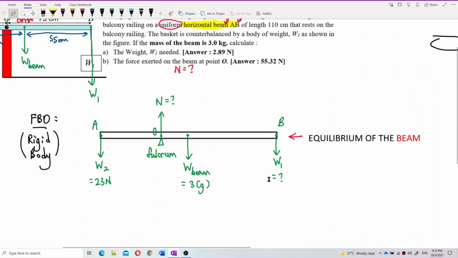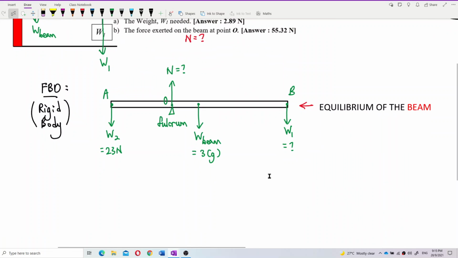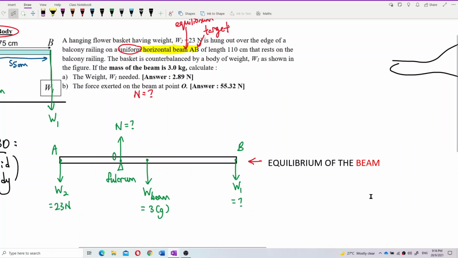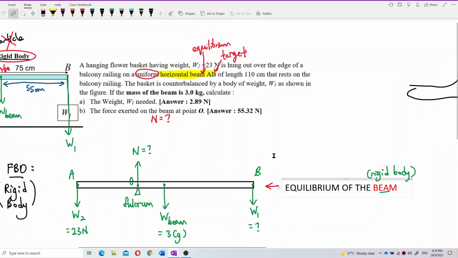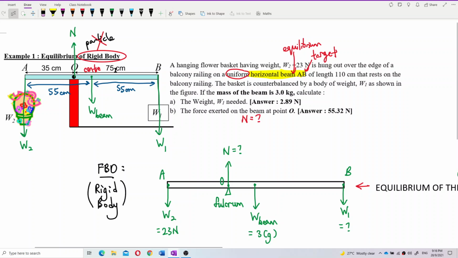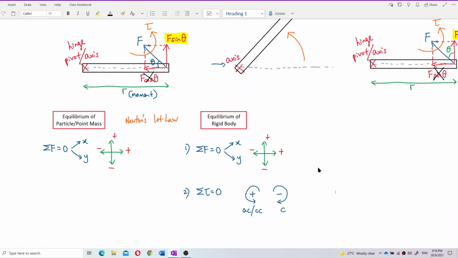Okay, so from here we can see there are... So for equilibrium of rigid body, yeah, the beam is a rigid body. The beam is the rigid body. So talking about equilibrium of rigid body, it needs to fulfill two conditions, which I stated. Total F equal to 0, total torque equal to 0.